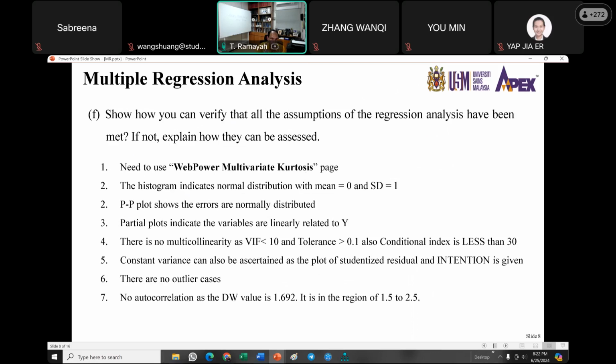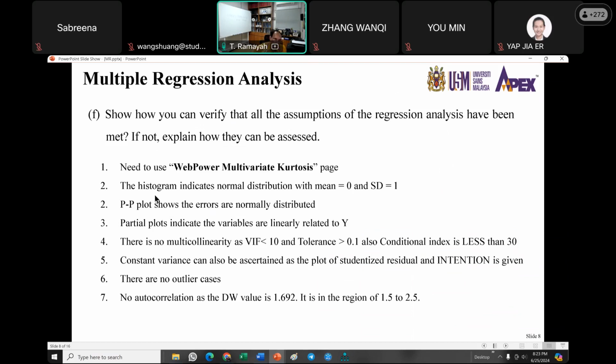Okay. And then we have this assumption. For assumption, we have 7 of them. Assumption number 1, we cannot test using SPSS because we need to use Web Power for multivariate kurtosis. This one, I already taught you how to do. Upload your data to this web page called Web Power. It will tell you whether you have univariate normality and multivariate normality. That's number 1.